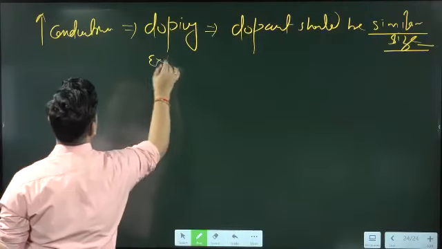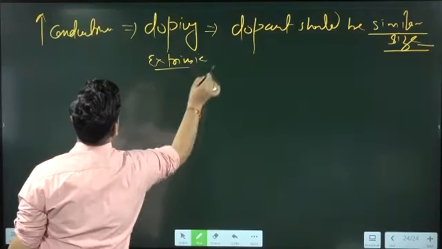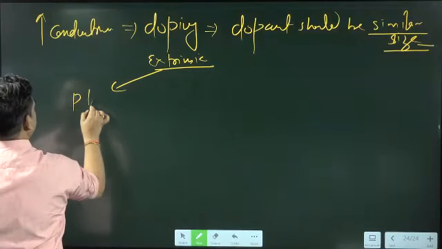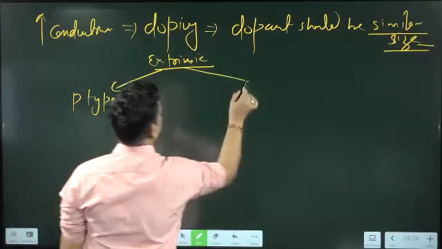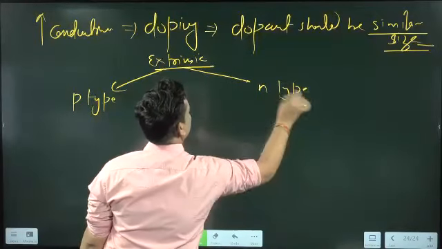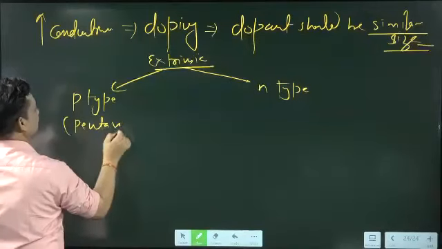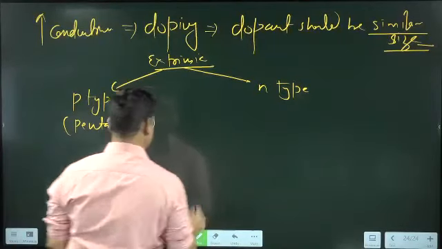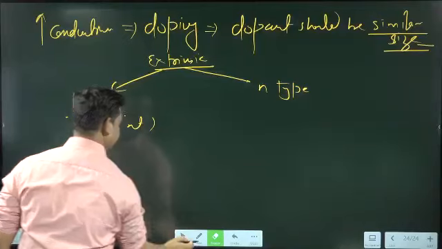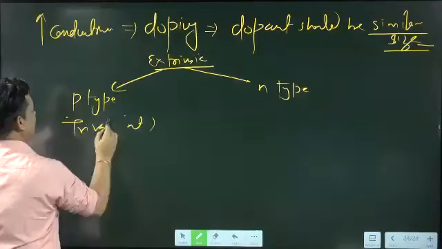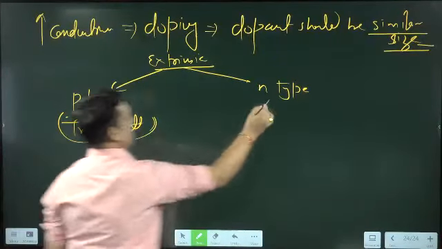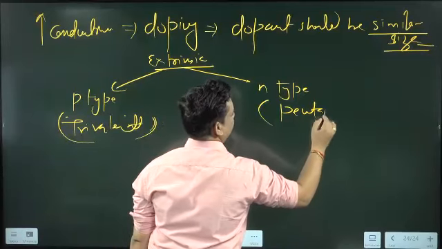These are known as extrinsic semiconductors. In this one, you have to remember, this is your P type here. And what is your N type? Basically what happens here is we are mixing the trivalent here, and here we are mixing the pentavalent, okay?